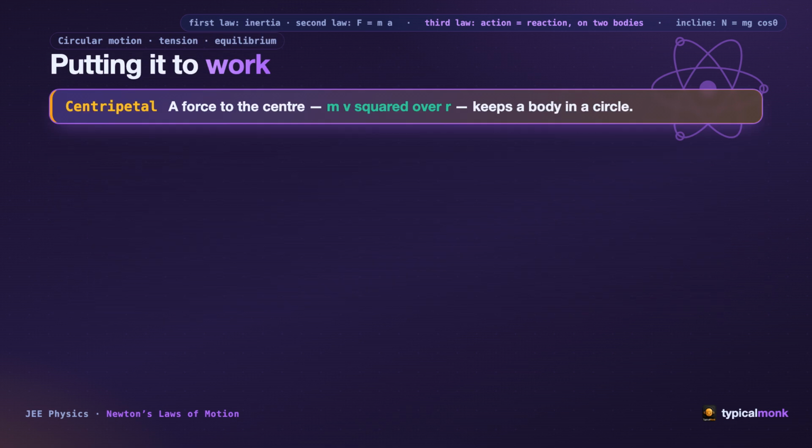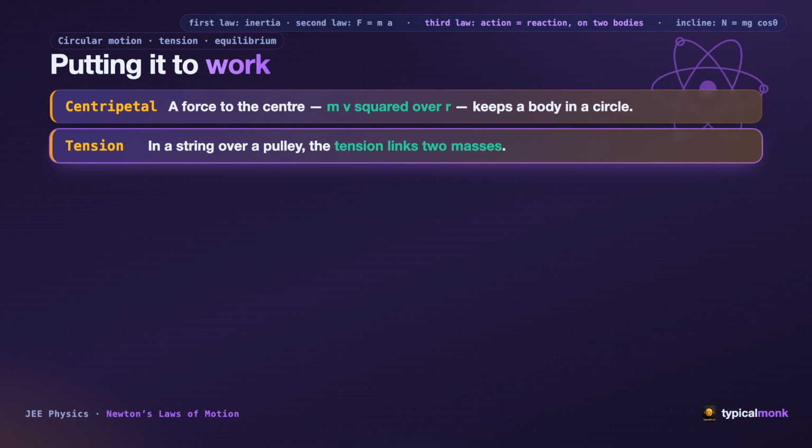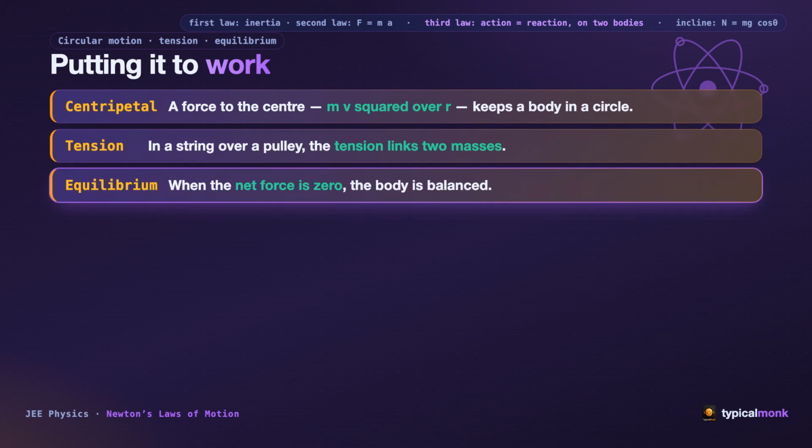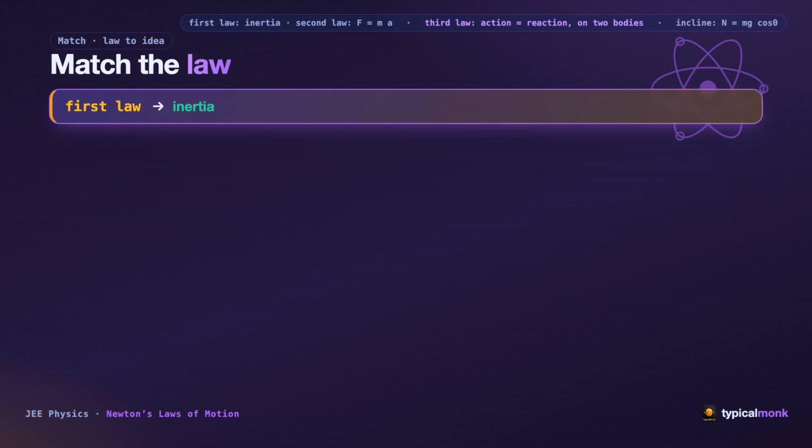Now, three quick applications. Centripetal force, a force to the center, mv squared over r, keeps a body in a circle. Tension, in a string over a pulley, the tension links two masses. Equilibrium, when the net force is zero, the body is balanced.